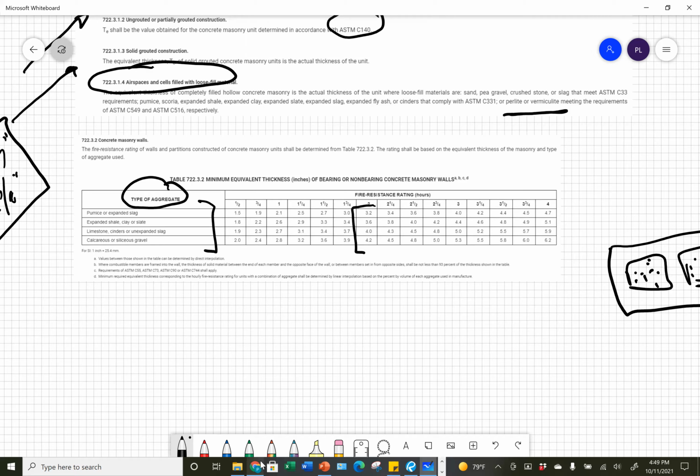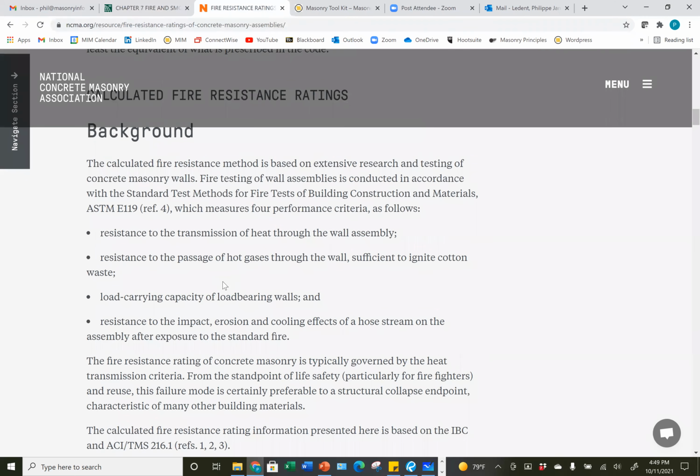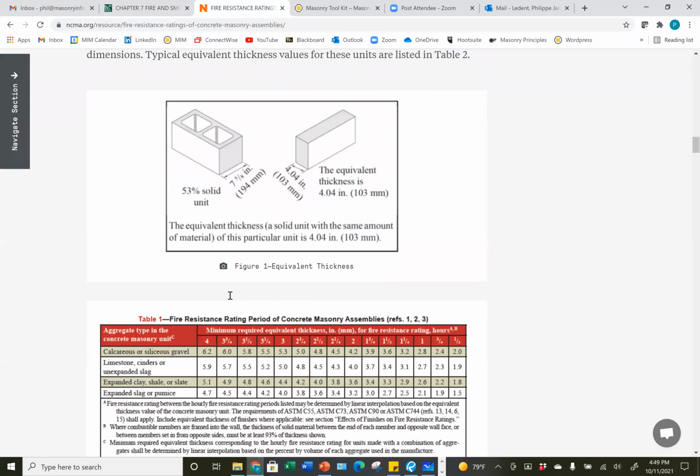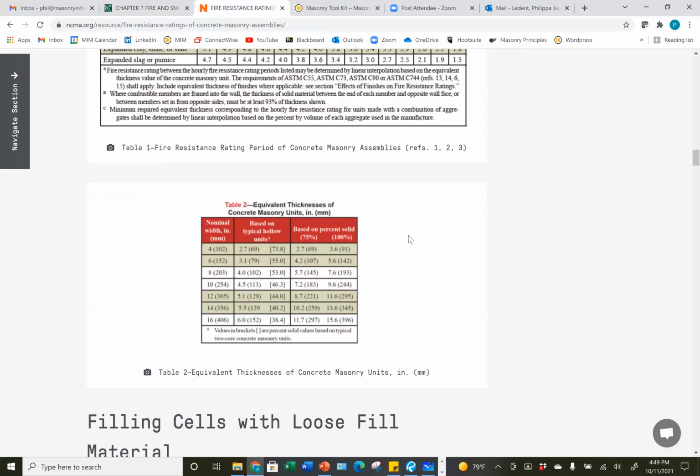If we wanted to look at typical units, we can go to NCMA's tech notes on fire resistance rating. This shows that the equivalent thickness measured in accordance with ASTM C-140, we basically take the whole solids of our units and recast it as a solid unit. They have some typical values. For a typical 8-inch unit, our equivalent thickness is about 4 inches. For a typical 12-inch unit, our equivalent thickness is 5.1 inches.